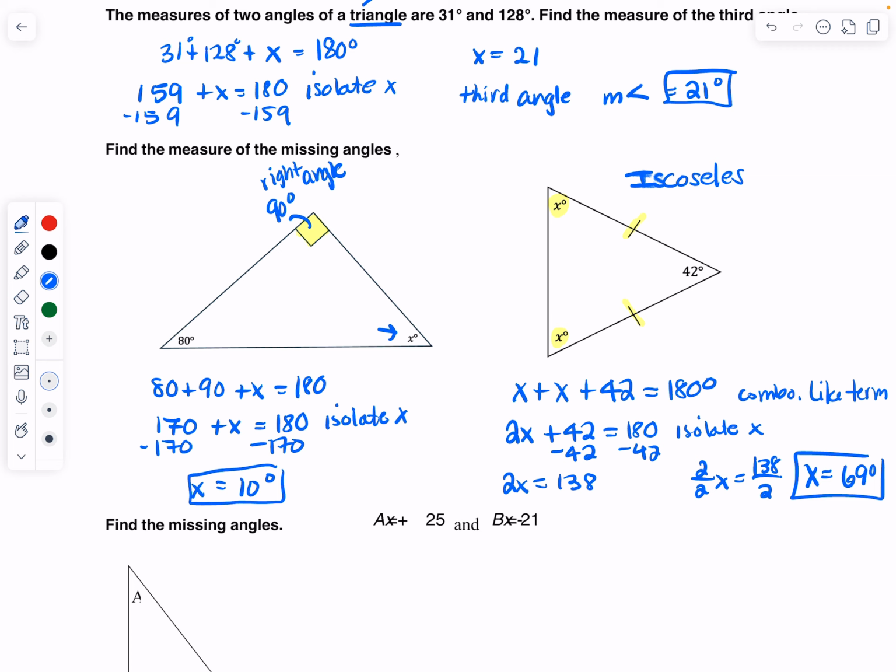And by the way, you can check yourself to see if you're right, because I could add 69 plus 69 plus 42, and that should sum to 180, which it does.